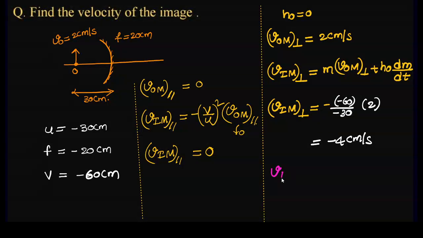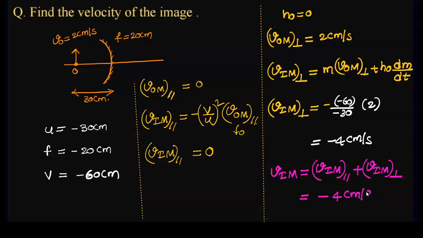So velocity of image with respect to mirror, finally we can write as velocity of image with respect to mirror in parallel plus velocity of image with respect to mirror in perpendicular. The parallel component is 0, we have the perpendicular component only, in centimeters per second. This is the final velocity of image with respect to mirror.